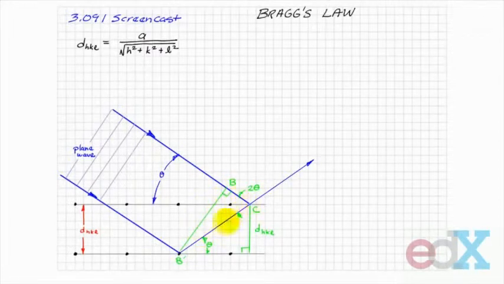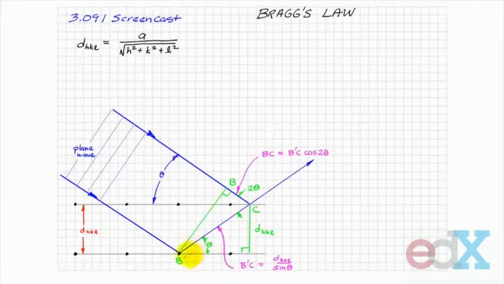So the first triangle here describes the difference in length of this ray and this ray before it hits each of the respective planes. The path length difference is just BC here. In addition to the path length difference before it hits the respective planes, we also have a path length difference after it leaves the respective planes, and that path length difference is just B prime C.